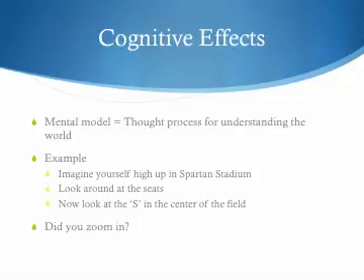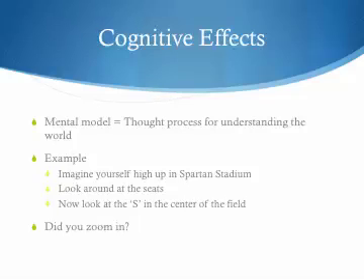Now, a mental model is a thought process for understanding the world. It's our way of figuring out how things work, how we assume things work. And so just as a quick example, I want you to imagine yourself high up in Spartan Stadium and you're looking down at the field. Now look around and see all the seats, and picture it in your mind. Now look at the S in the center of the field. And I just want to ask, did you zoom in on the S?